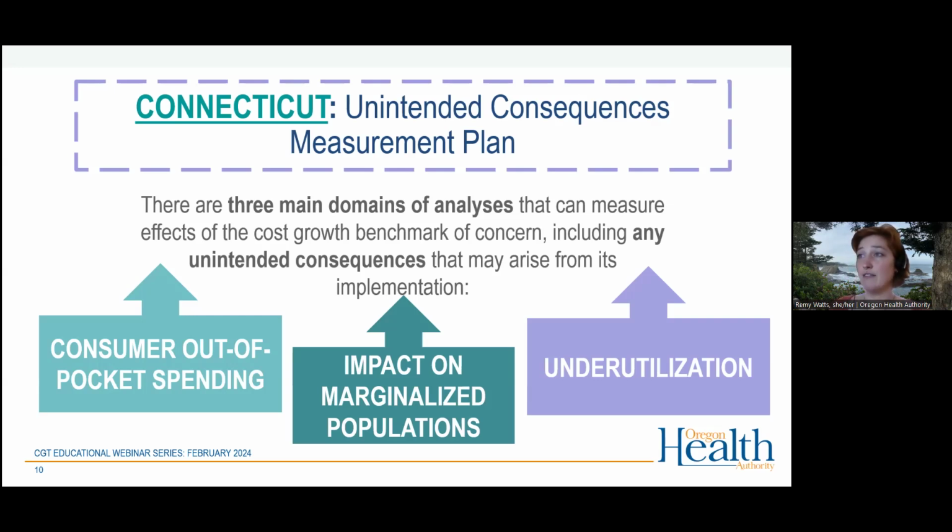And I really love this analysis from Connecticut. There are three main domains of analyses that can measure the effects of the cost growth benchmark of concern, including any unintended consequences. So I love measuring consumer out-of-pocket spending. How are our policies measuring consumer out-of-pocket spending? We are aiming to get the cost to the consumer the lowest that it can go. How are our policies impacting that?